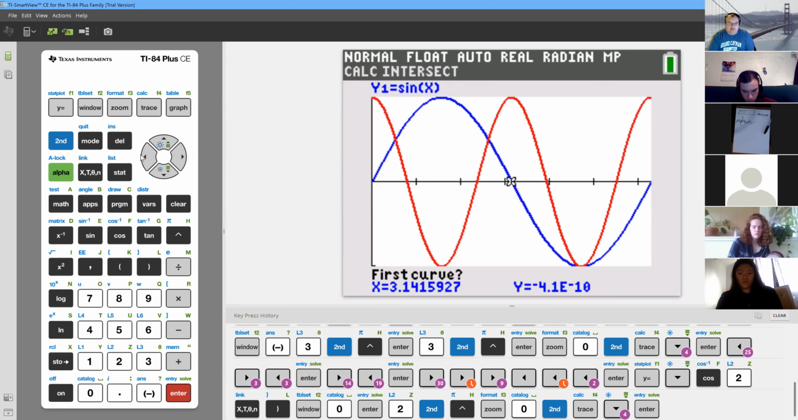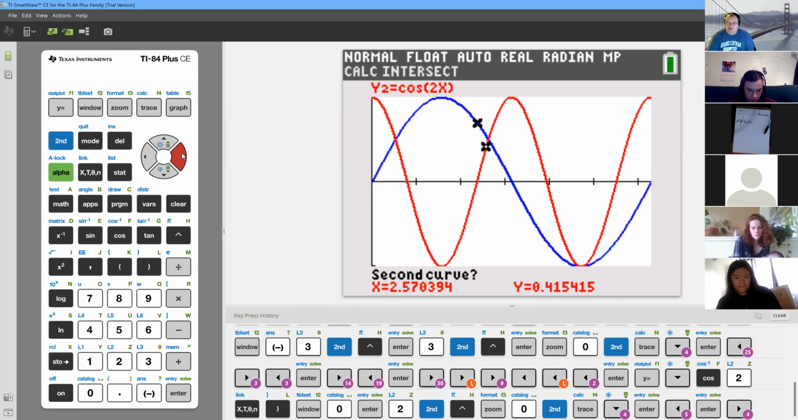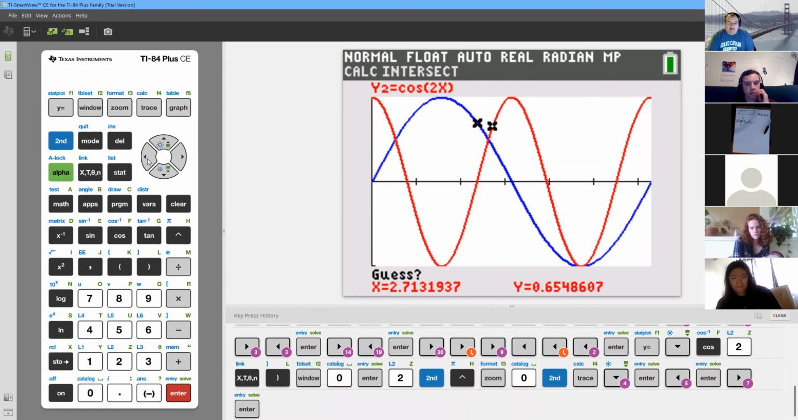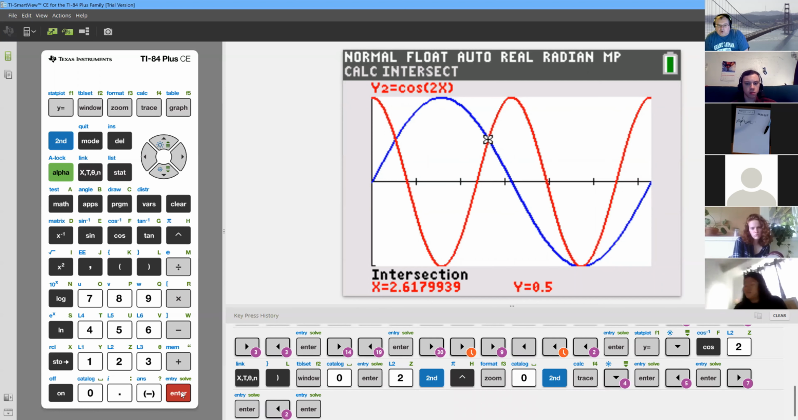Now, I'll move it a little bit. It's on the first curve, the blue curve, correct. As you see, it's now jumped to the second curve, the red one, correct. I want to guess about there, enter. And the answer is 2.6180 to 4 decimal places.